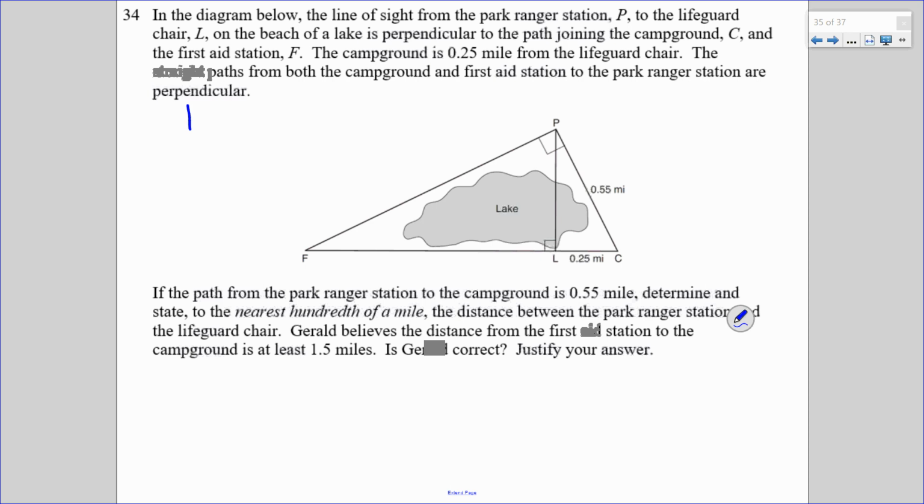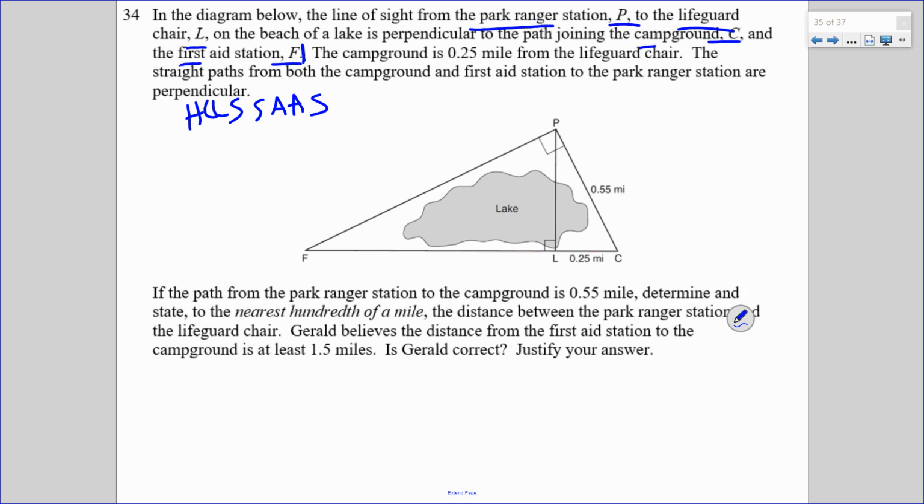I recognize this picture as hill steps. In the diagram below, the line of sight from the park ranger station P to the lifeguard chair L on the beach of the lake is perpendicular to the path going to campground C and the first aid station F. A lot of words there. It's just describing what's going on. It's telling me what each letter represents. It's pretty obvious. Park ranger station is P. Lifeguard is L. Campground is C. First aid station is F.